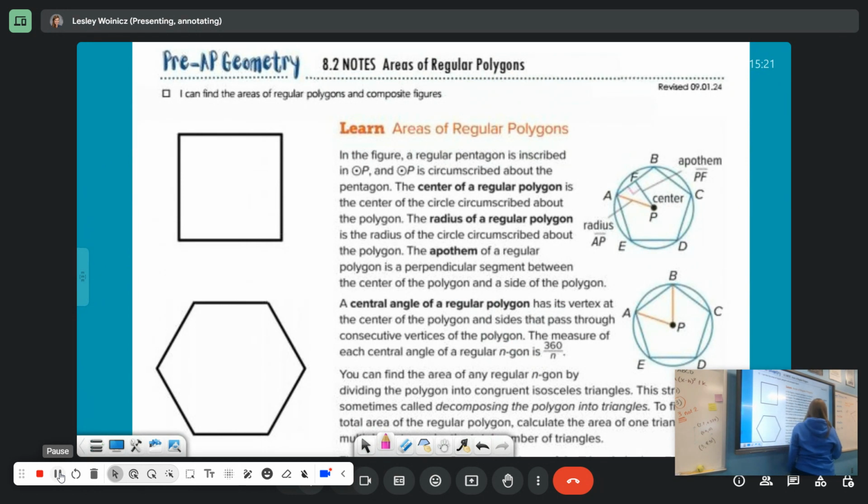So the apothem has a couple of special properties. It is perpendicular to the side, and it splits the side in half, so it's a perpendicular bisector for the side.